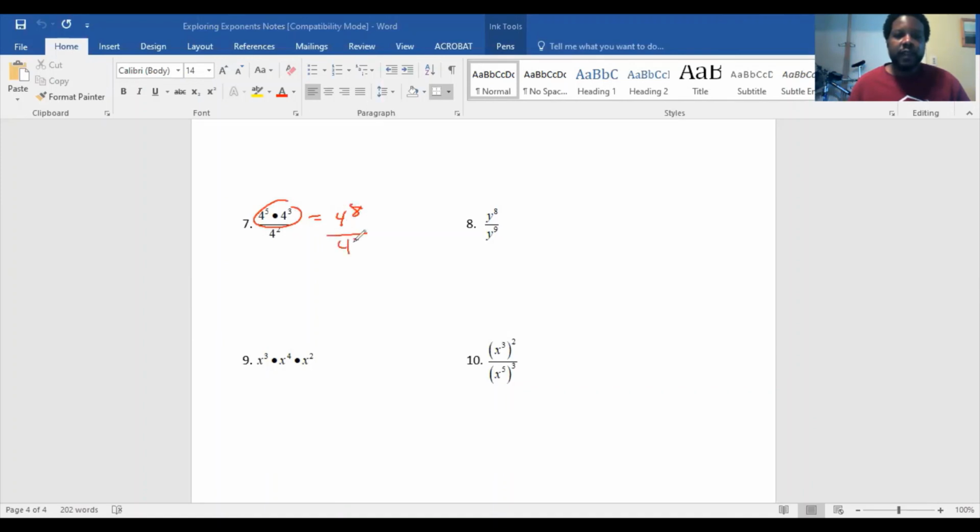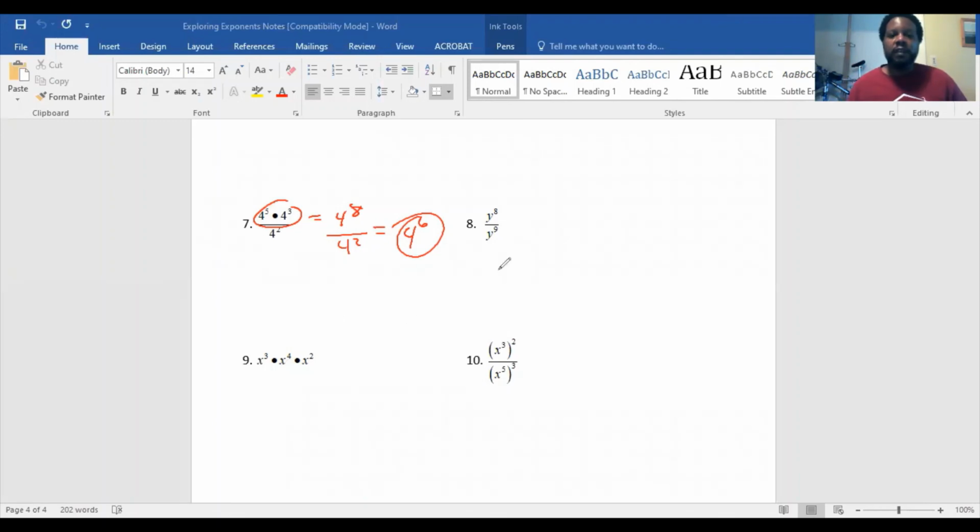Okay, and then now we have to apply the quotient rule, which means we just have to keep our base again, which is 4, and subtract the exponents. 8 minus 2 gives me 6. That's my answer. I'm just simplifying, I'm not solving, so I don't have to figure out what 4 to the 6th power is.